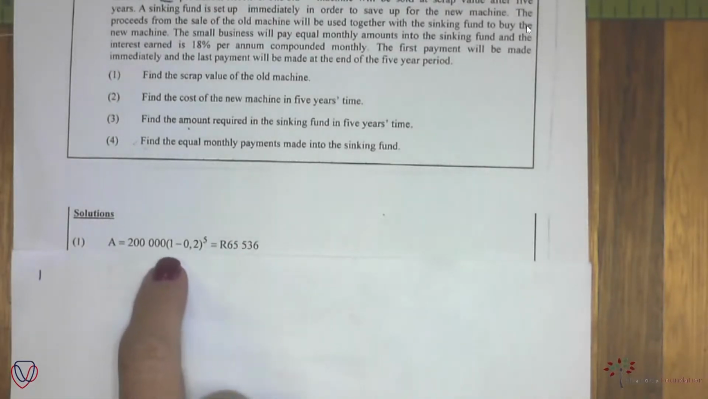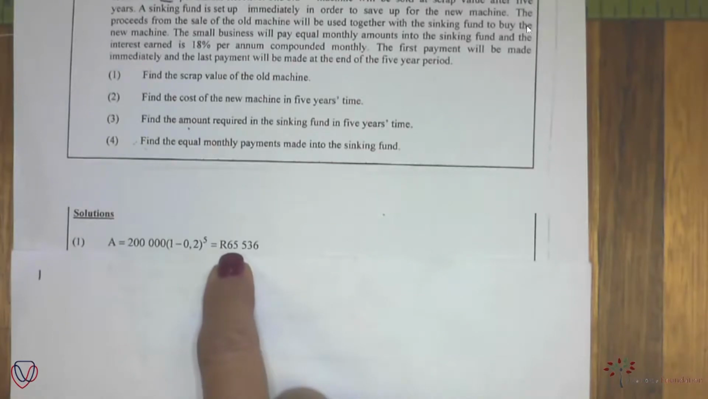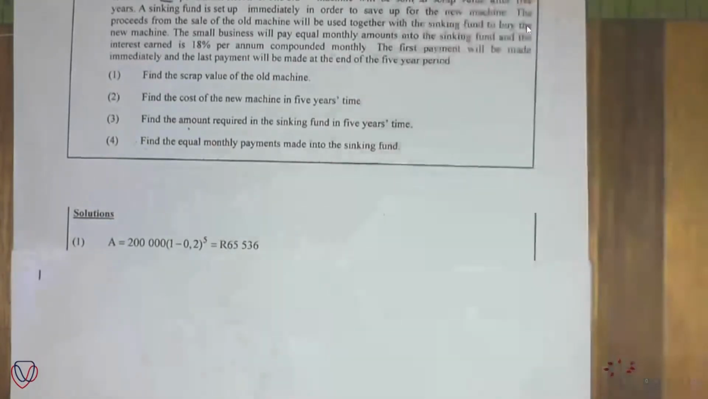So now you work it out, and that is what the value of the machine will be after 5 years. People, that is how computer prices drop over the years. After 5 years, everything is old in that computer. You need a new one, okay? So that is the scrap value of the old machine. That's after 5 years. So I will have this money to deposit on the new machine.